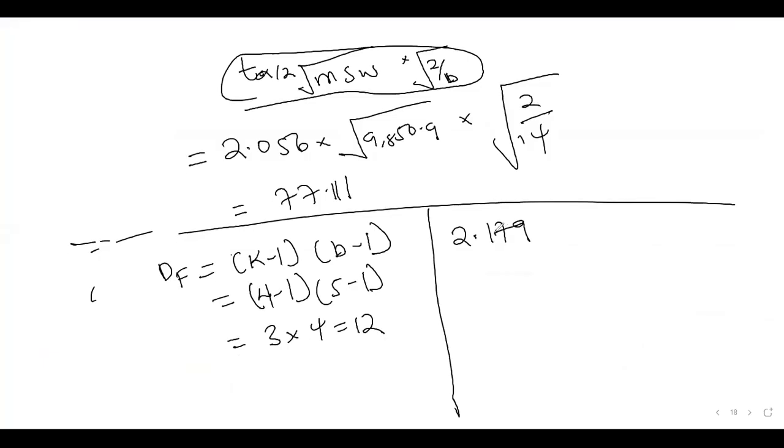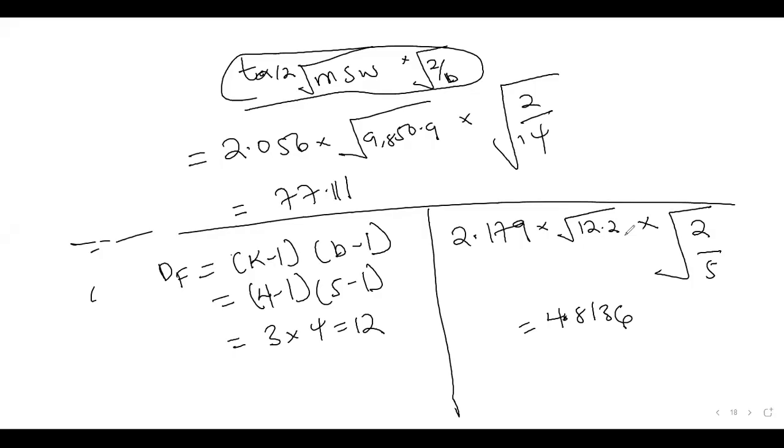So in the formula, this T times the square root of 12.2 times the square root of 2 over b, where we had 5 blocks. When you punch everything, you get 4.8136. Here again we are going to do group 1 versus group 2, group 1 versus group 3, and so on. We've already done the group difference calculations.